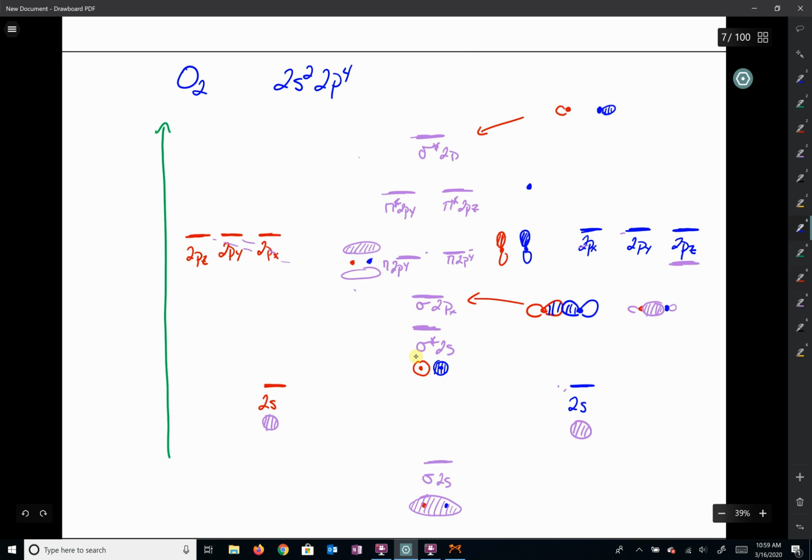And then here the z orbitals are coming out of the board at us, right? So we have the lobe coming out at us, the lobe going back in, the lobe coming out at us, the lobe coming back in.